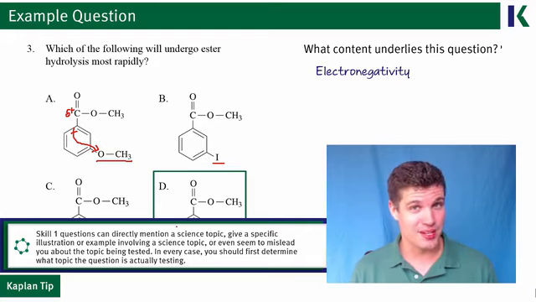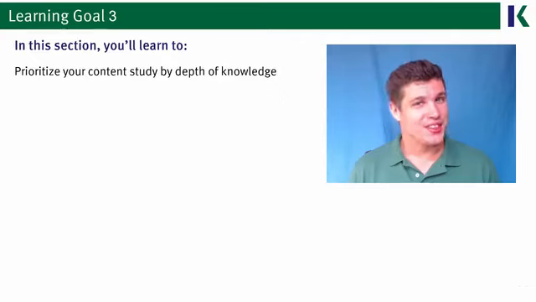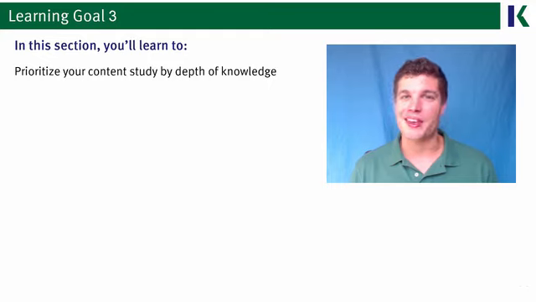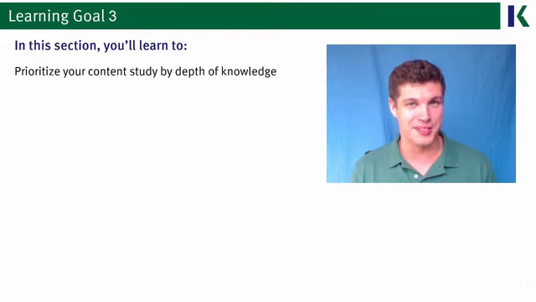In the second half of this video, we're going to take a look at a mechanism for learning more science content more efficiently. The third learning goal of lesson 1.4 is all about learning to organize your study in the way that's most efficient. Specifically, on the MCAT, you often need a very superficial understanding of science concepts, and only rarely do you need a very, very deep understanding. So you can prioritize your science study around that principle.